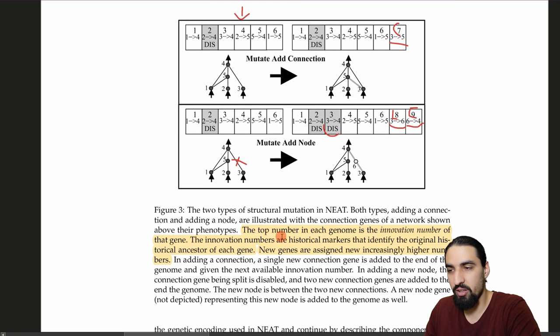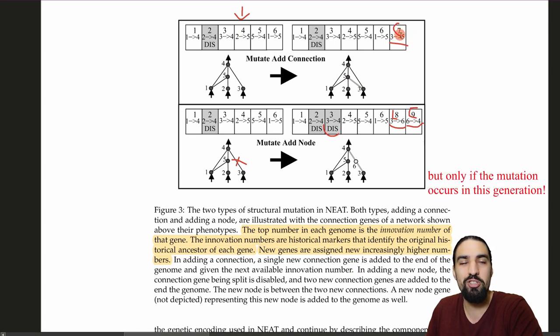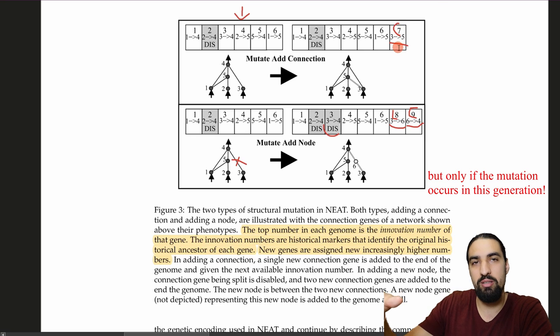Again, reiterating, the top number in each genome is the innovation number of that gene. The innovation numbers are historical markers that identify the original historical ancestor of each gene. New genes are assigned new, increasingly higher numbers. In case another instance of a neural network adds the exact same connection, let's say this connection 3 to 5, then they would reuse this innovation number 7 for that particular instance as well.